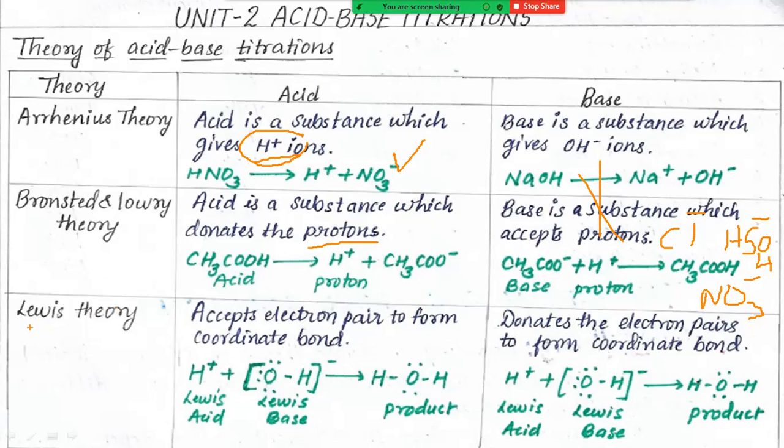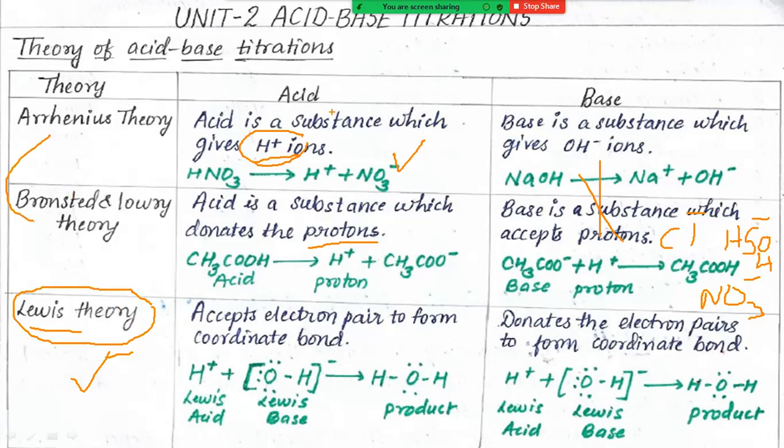And the next theory is called Lewis theory. This is a very advanced theory. It explains all the information regarding acids and bases. It has very few limitations compared with the other theories. That's why it is the most successful theory in acid-base titrations. So what is this Lewis theory explaining? It is explaining about acids and bases.